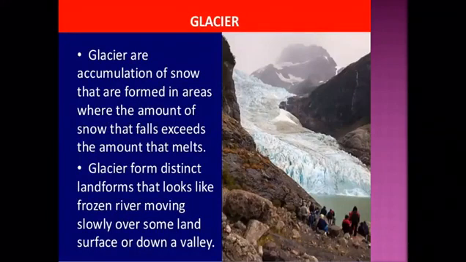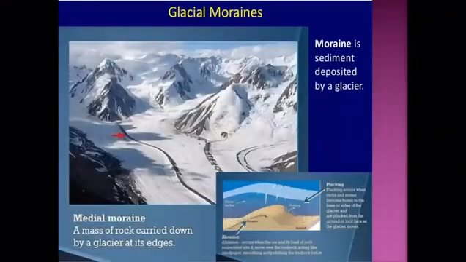Another one is the glacier. What is a glacier? A glacier basically is a river of ice. Glaciers are accumulations of snow that are formed in areas where the amount of snow that falls exceeds the amount that melts. Glaciers form moraines. Moraine is a sediment deposited by a glacier.